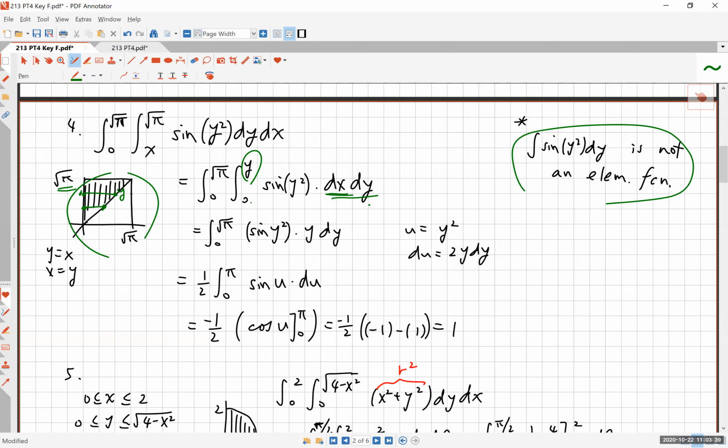So how does it help? Well, if you integrate this with respect to x, this is basically a constant. So you just get y minus 0, which is y, okay? And just like before, you should be very thankful that you have this y, because now I can use u substitution.